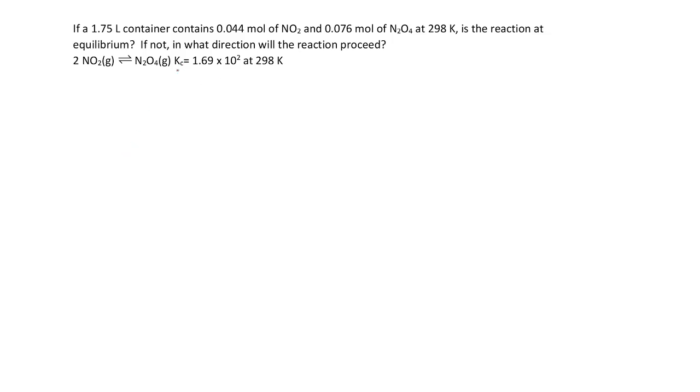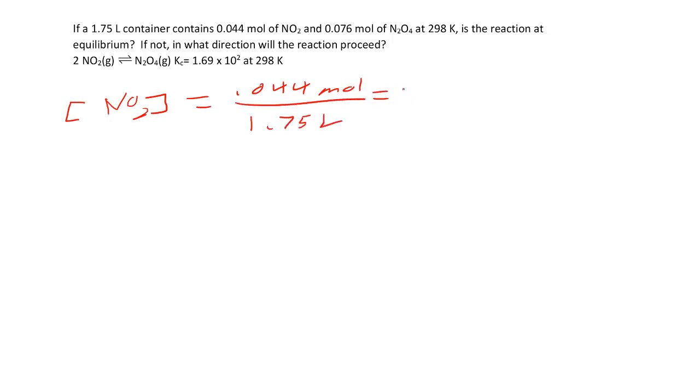So to start, since we're using Kc, that means we need concentrations. And you weren't given concentrations directly, but you're given information to find them because you have the volume of the container and the moles of gas. So the concentration of NO2 is going to be equal to the 0.044 moles that we have, divided by the volume of the container, which is 1.75 liters. And for that, we're going to get the concentration is 2.51 times 10 to the minus 2 molar.